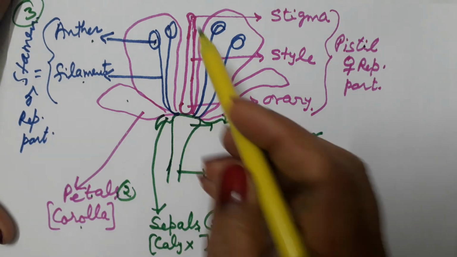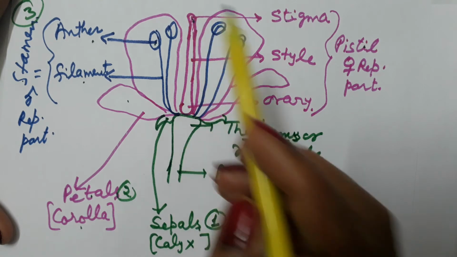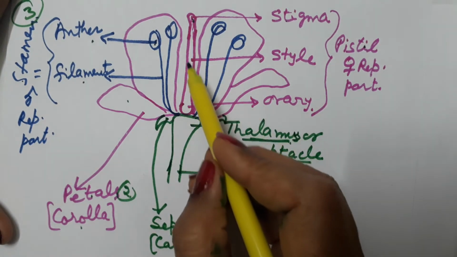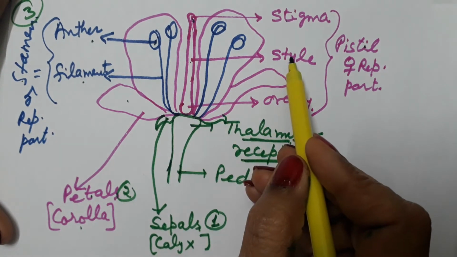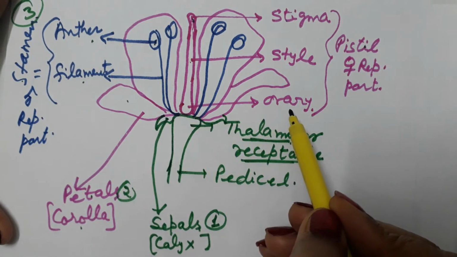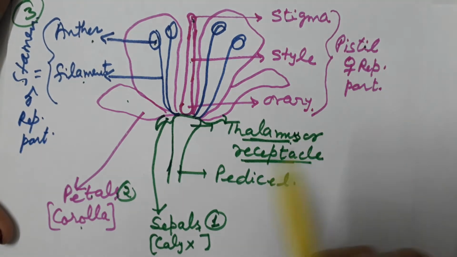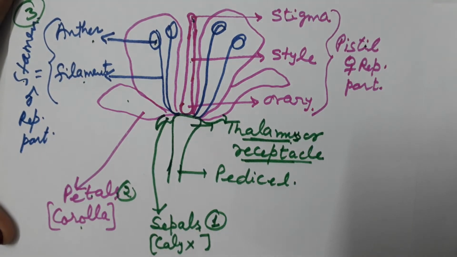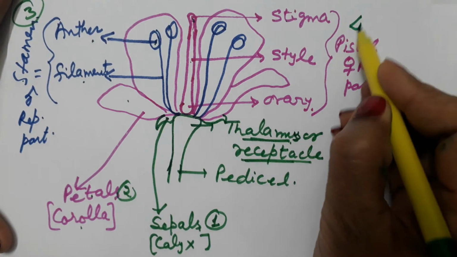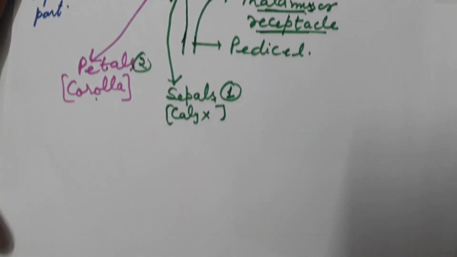made up of 3 parts. Upper swollen tip stigma on which pollen grains land after pollination. Middle cylindrical portion represents the style and the basal part represents the ovary. All 3 parts, stigma, style and ovary, together constitutes the pistil or female reproductive part of the flower. So this is the 4th part in case of flower. So it is made up of 4 parts.